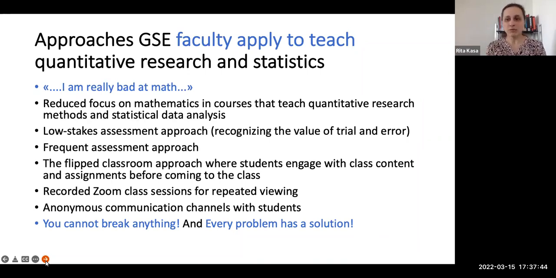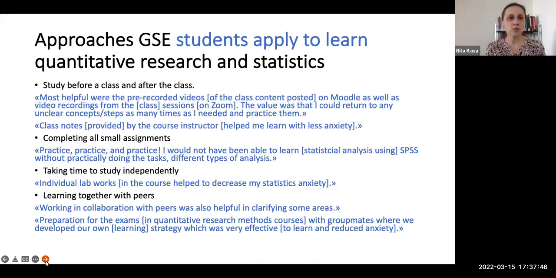Now, let me share a few points about what our students do when they learn statistics, and these are responses from students that are marked here in blue. I asked some of the students at GSE who did a statistics course to share with me what helps them to minimize the anxiety level when studying statistics, and here are some tips.